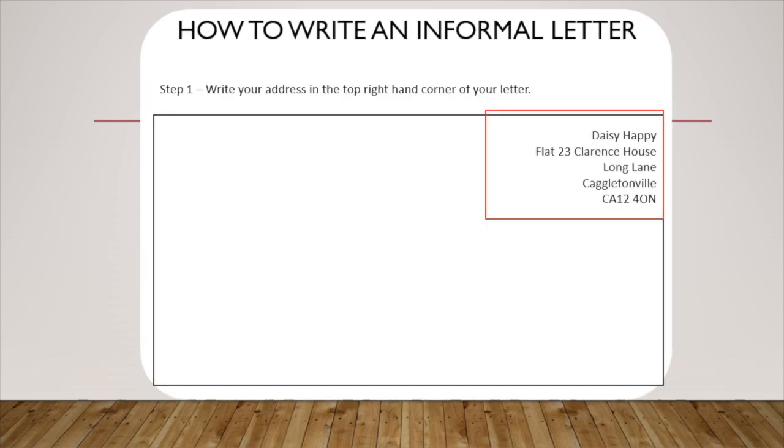We're now going to look at how to write an informal letter. We're focusing mainly on the structure today. The content of the letter we're going to look at in the next session. So, the first step of writing an informal letter is to write the address in the top right-hand corner of the letter. So you need to include the name of the person you're sending it to, where they live, and then a postcode as well.